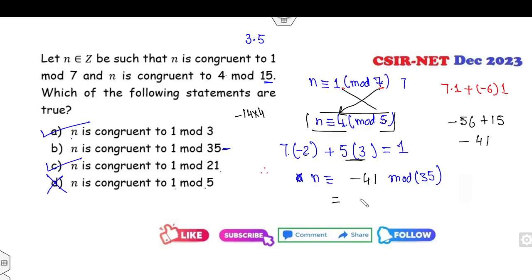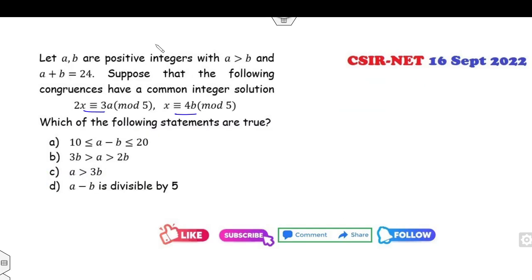So can you make this minus 41 into minus 6 modulo 35? Minus 6 modulo 35 will be my 29, but it said 1. So this option is cancelled. A and C are the right answers. Look at this another one.